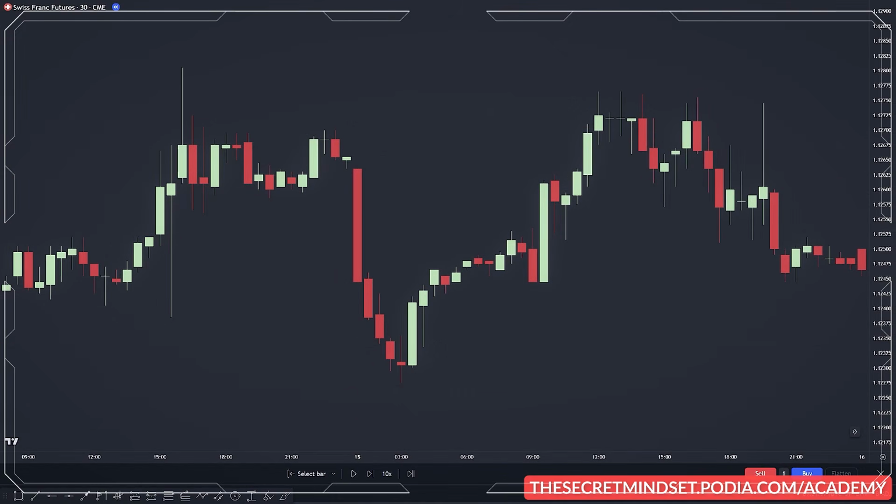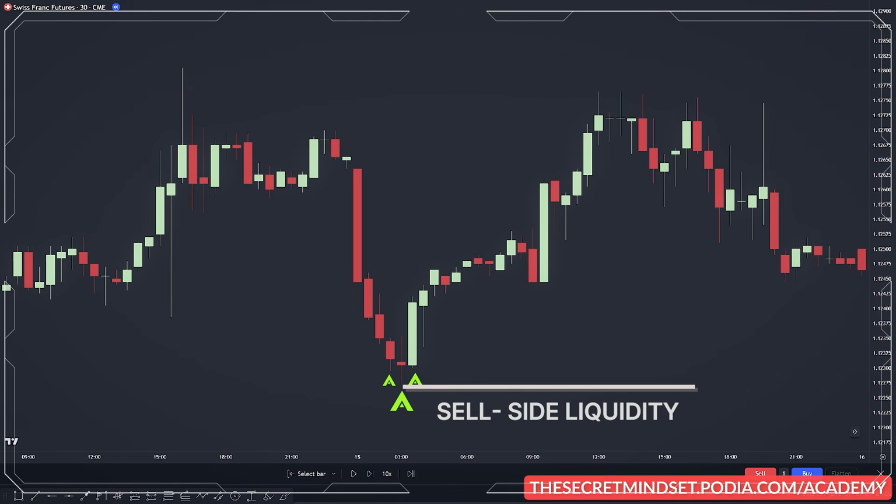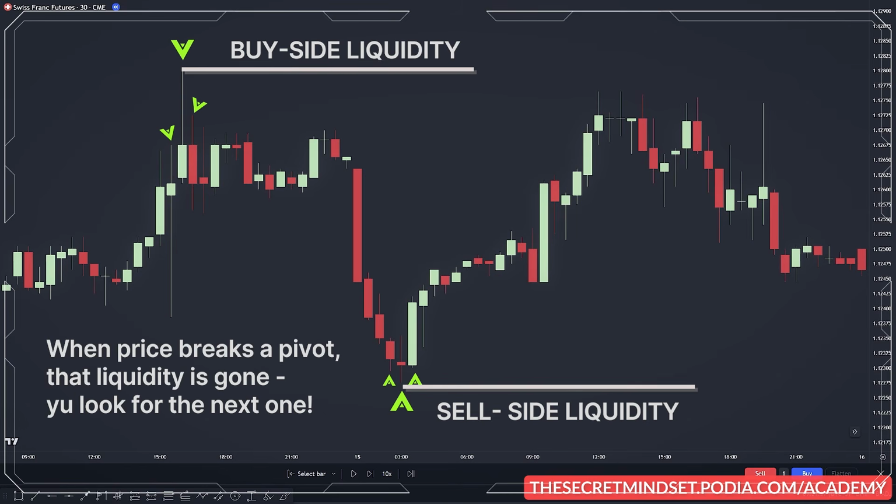Now let's find the closest pivot highs and lows on this chart. We see a low point with higher lows on each side. That's sell-side liquidity. And here we spot a pivot high with lower highs on each side. That's buy-side liquidity. As the market moves, these points change. When price breaks above a swing high, that buy-side liquidity is gone, and we look for the next one. Same thing when price drops below a swing low. We find the next sell-side liquidity spot.